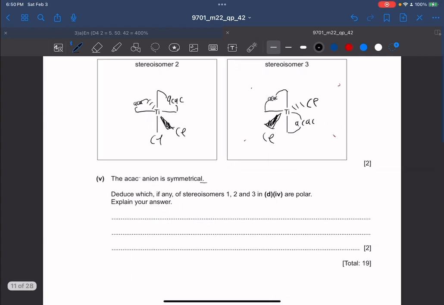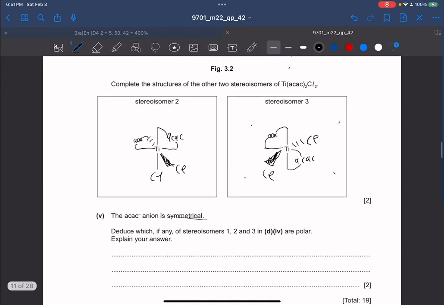So the ion is symmetrical. Deduce which of the following are polar. Okay, so I think here it would probably be best for us to determine something.